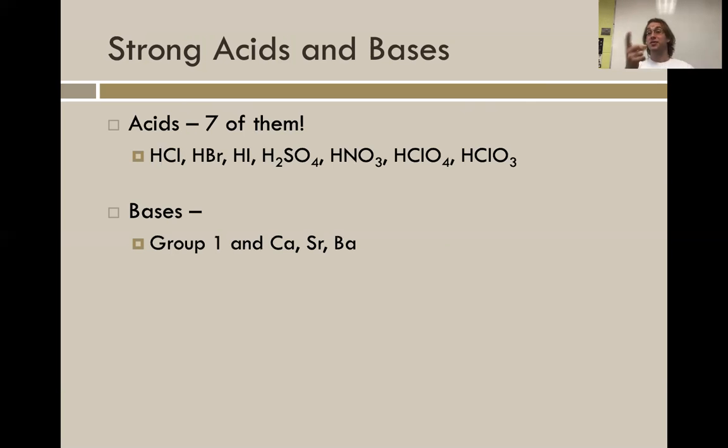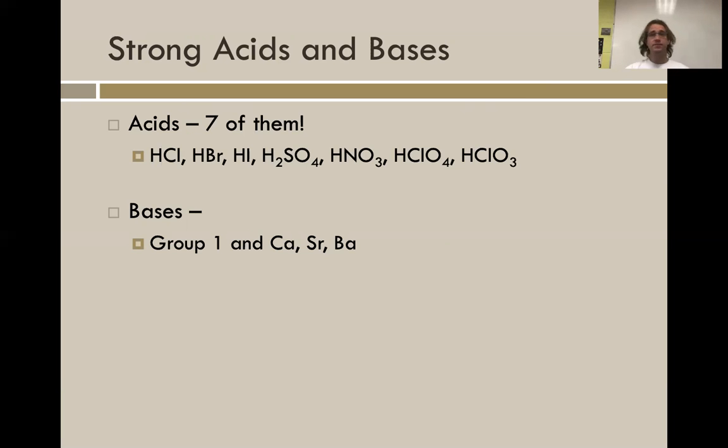For our bases, there is a shortcut, which is great. For our strong bases, it's going to be group 1 and Castrobare. So if you have, for example, sodium hydroxide, that's a group 1 with a hydroxide, always strong. Anything in the first group, so lithium hydroxide, potassium hydroxide, all of those are going to be strong bases. And then if it's calcium, strontium, or barium hydroxide, those would also be considered strong bases.